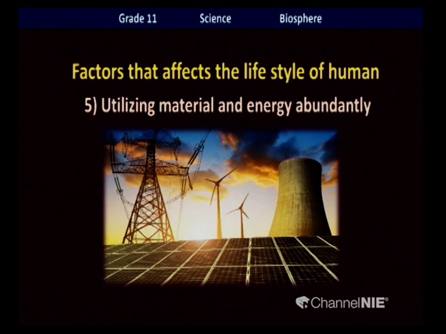Next one, utilizing material and energy abundantly. Due to industrialization, energy demand increases. So the number of coal power stations, nuclear power stations and thermal power stations increases. More materials and more energy are utilized to supply the increasing demand for goods and services by the people.